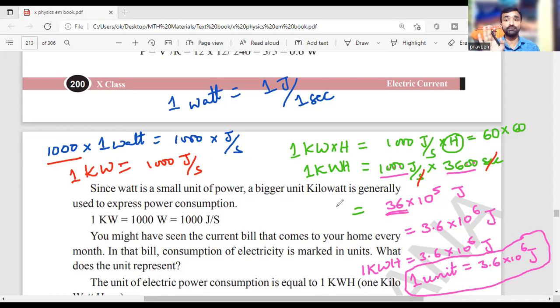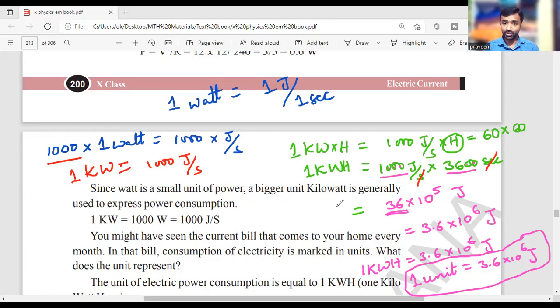There is no fixed time for consumption of this energy. To consume this energy, there is no fixed time boundary. You may consume that energy in 1 second, or in half an hour, or in 1 hour, or maybe in 1 day also, at a slower rate, right? It depends on the appliance's capacity, its power, that is the rate of consuming the energy.